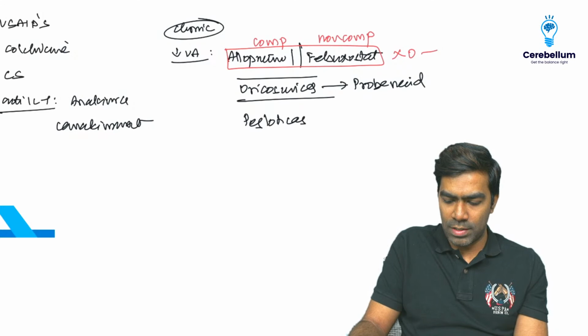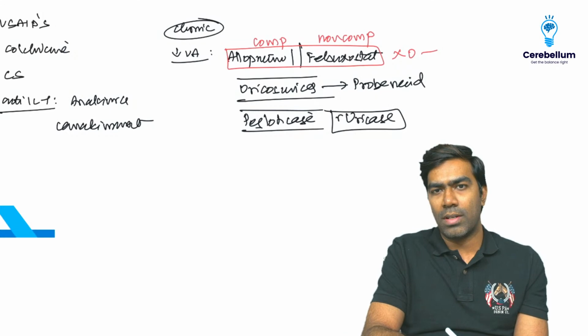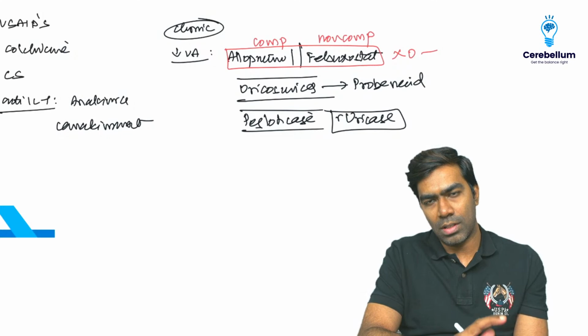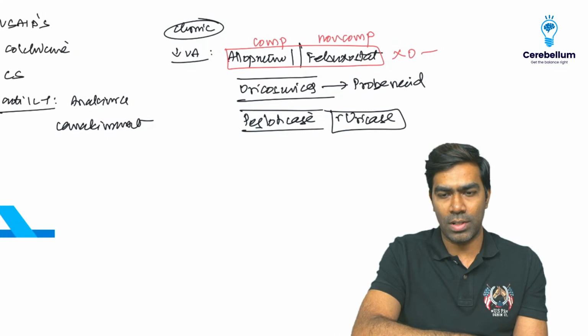So remember, pegloticase is a recombinant uricase. Rasburicase is not approved for use in gout. Rasburicase is only for tumor lysis syndrome. Pegloticase should not be used in tumor lysis syndrome, by the way. Pegloticase is only for gout. So these drugs are approved in selected situations. Pegloticase for gout, rasburicase for tumor lysis syndrome. Don't mix together. Both are different.